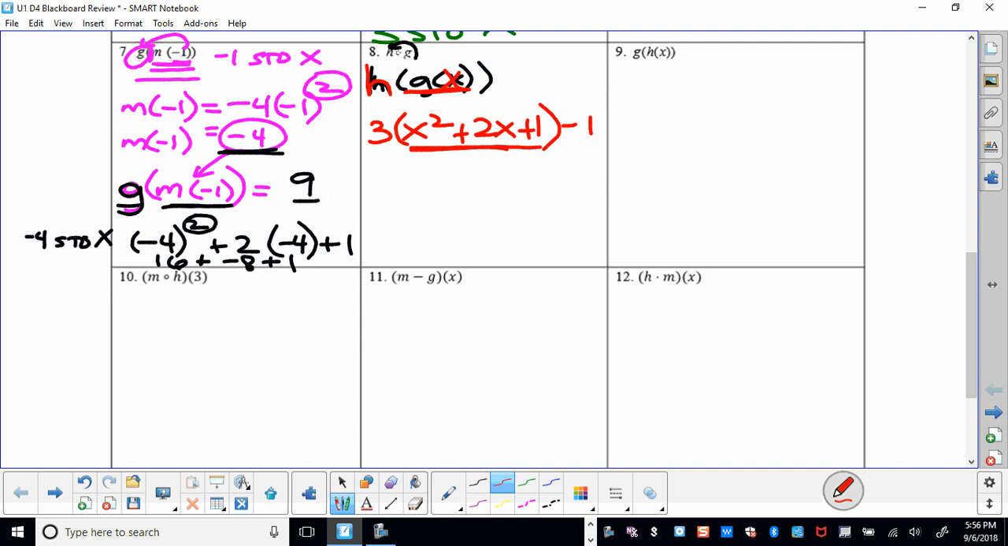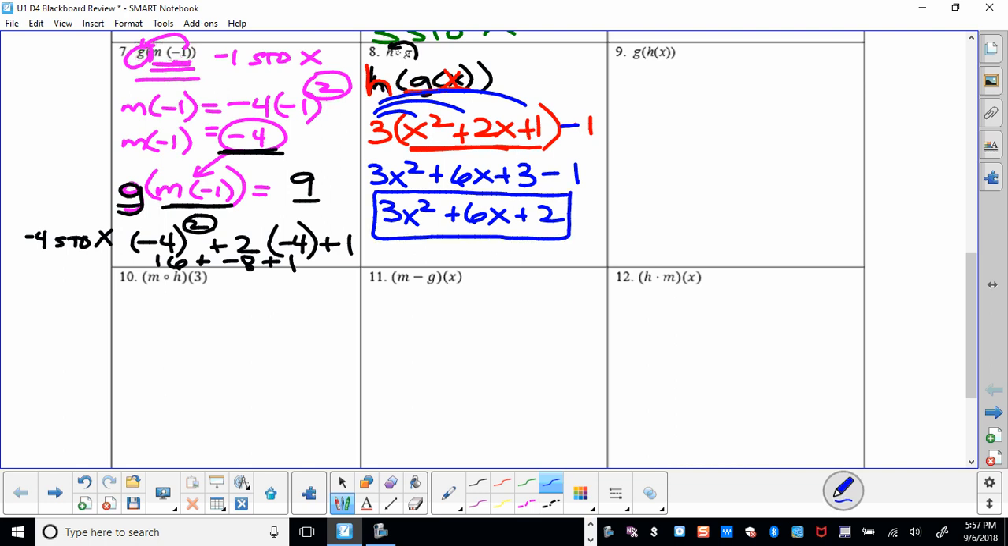And then now it's, again, algebra 1. That's the algebra 2, knowing what H of G means. Now it's algebra 1. Just use your distributive property. So that's 3x squared plus 6x plus 3. Bring down the minus 1, and just combine your like terms. So 3x squared plus 6x. 3 minus 1 is a positive 2. And then going back to your original question, H of G is that.